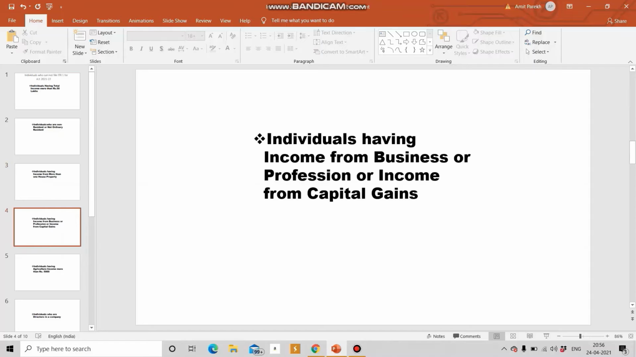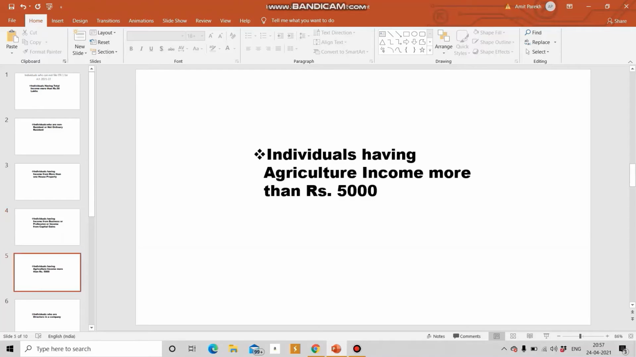Next point. Individuals having income from business or profession or income from capital gains. Such individuals have to compulsorily file either ITR3 or ITR4. Later on we'll see who all are eligible to file ITR4 and ITR3. But at least these people cannot file ITR1.